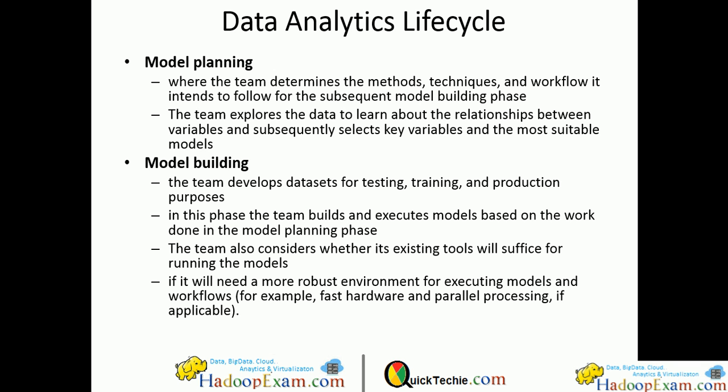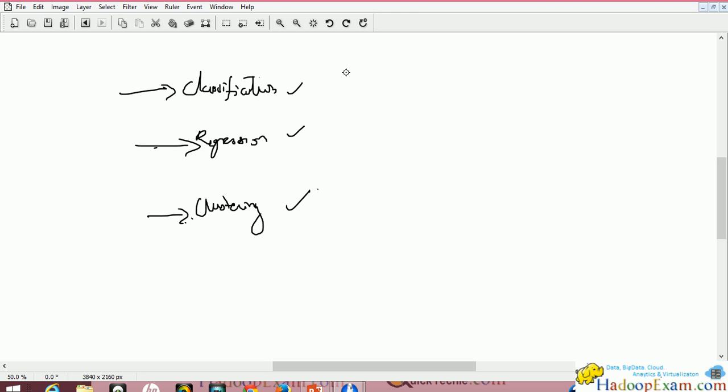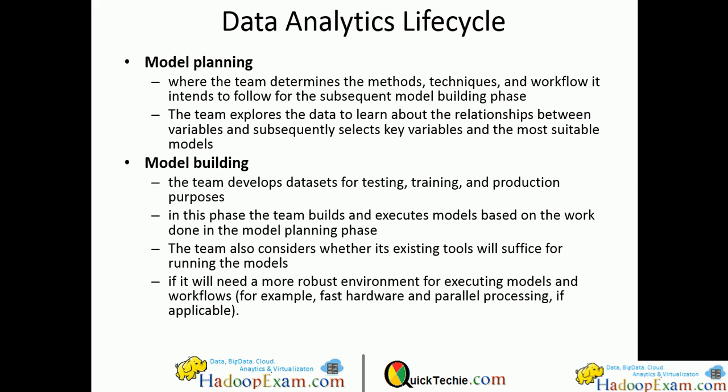Here the team determines the methods, techniques and workflow it intends to follow. For example, I want to use classification, and inside classification, naive Bayes classification. In clustering, k-means clustering. In regression, there are logistic regression and linear regression. So these kinds of algorithms are available to analyze. You have to understand these algorithms in detail before moving into data science projects. You must have an understanding of this, and it will help you create the model. The team explores the data to learn about the relationships between the variables and subqueries, and selects the key variables and the most suitable models.